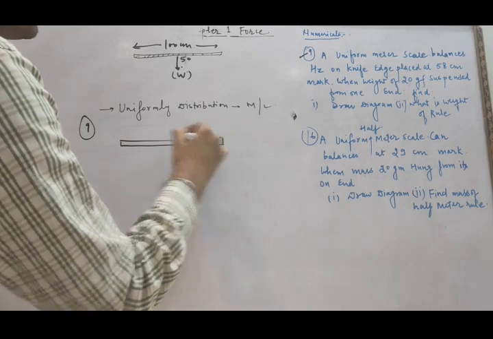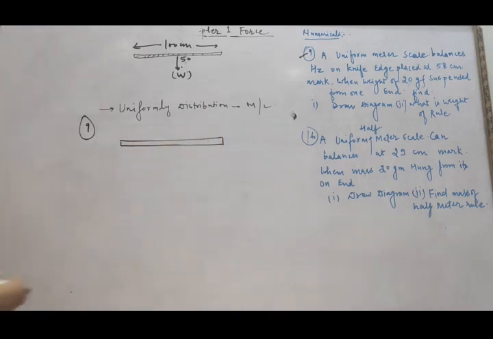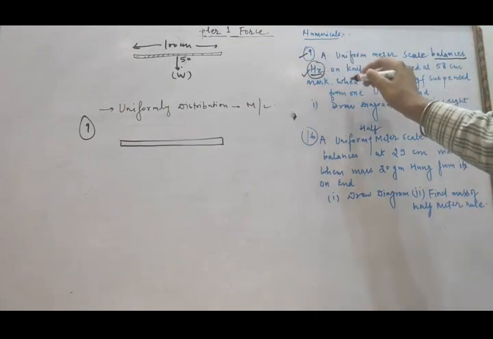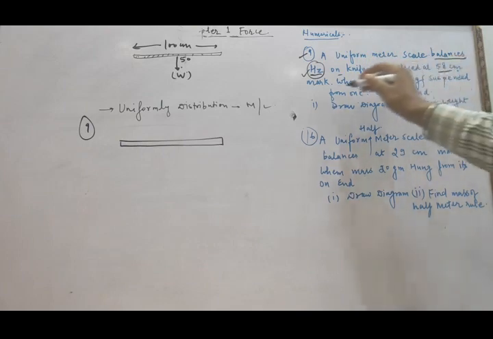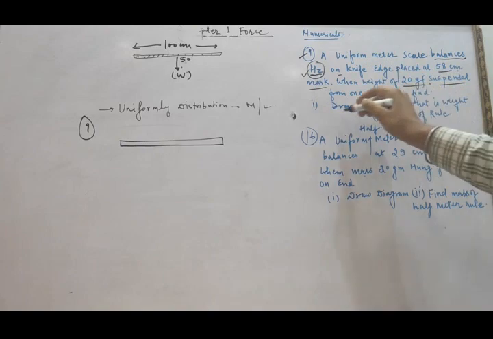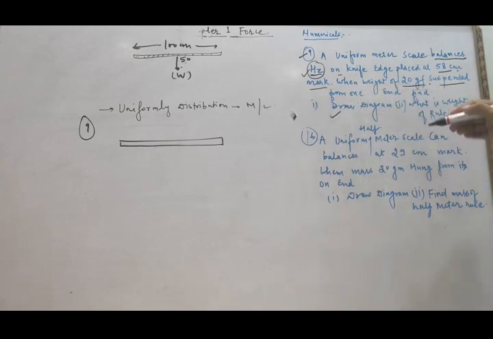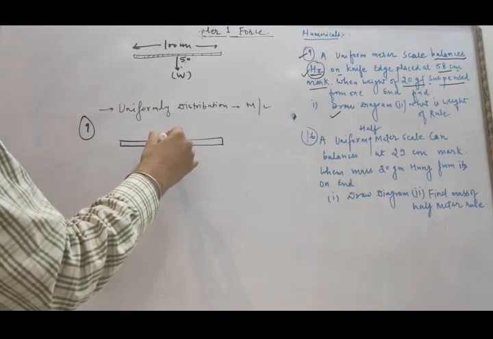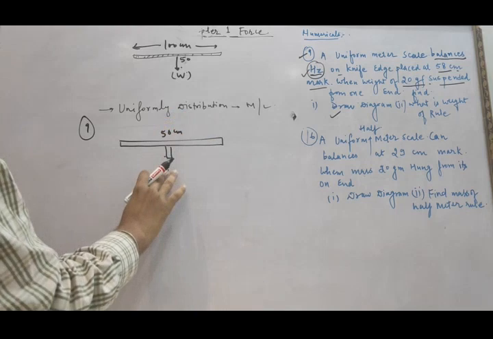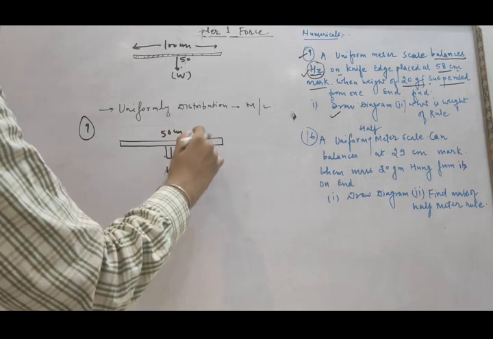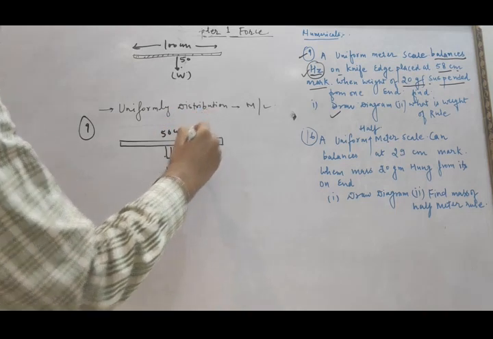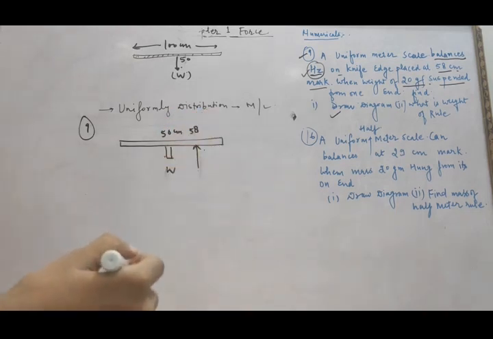Suppose this is our uniform meter scale. A uniform meter scale balances horizontally on a knife edge placed at the 58 centimeter mark when a weight of 20 gram force is suspended from one end. Draw the diagram. What is the weight of the rule? So suppose the whole mass of the meter scale will be exerted at 50 centimeter, and this is the weight W. This is supported by the knife edge, that is at 58 centimeter. Okay, so this is the diagram.